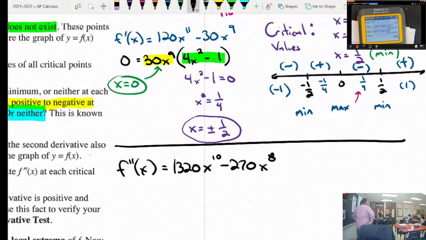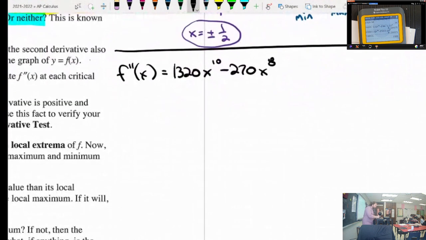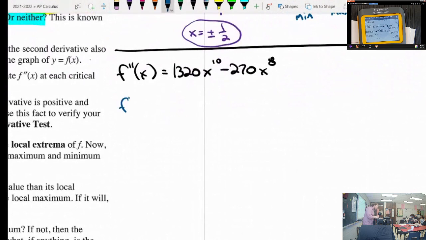We could factor this, but we don't really need to since we're not going to worry about the second derivative too much right now. So what we're going to do is use our second derivative to evaluate our three critical points. What's f double prime of negative 1/2? What's f double prime of 0? And what's f double prime of positive 1/2?